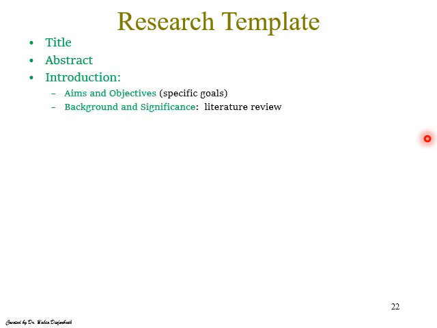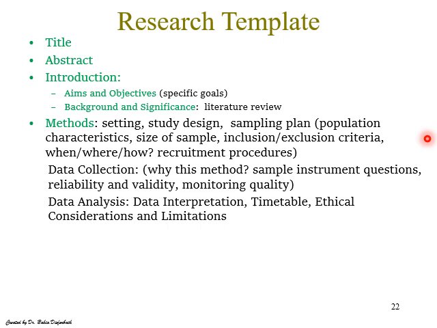You always start with the title, then an abstract. The abstract is a summary of the whole research. Then you describe the aims and objectives. What are the aims of the study? Clearly you describe the research question or hypothesis and the specific goals. Then you have the background and significance.